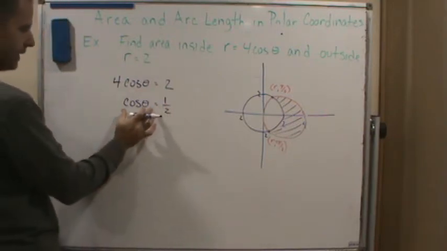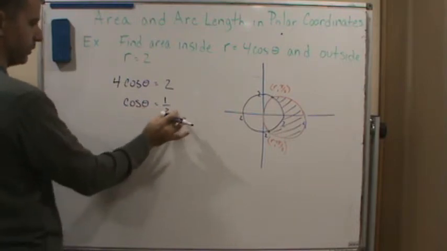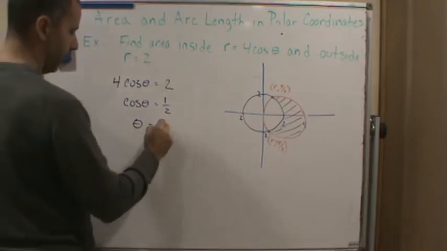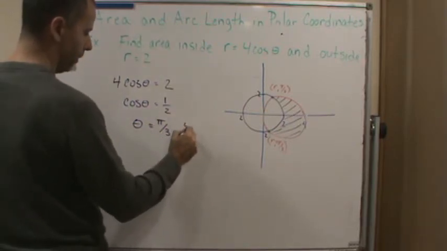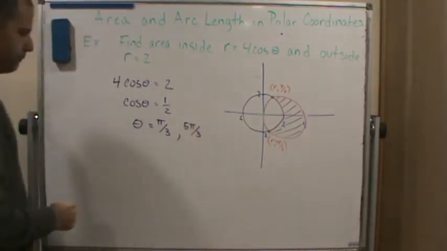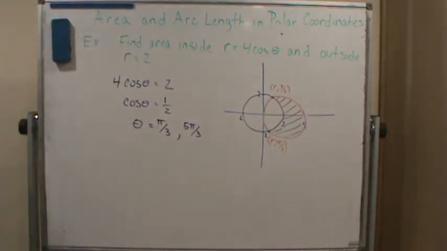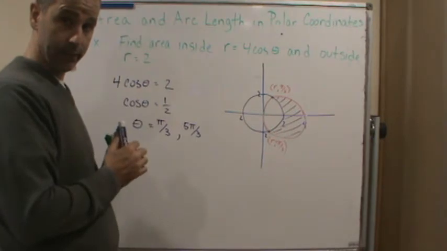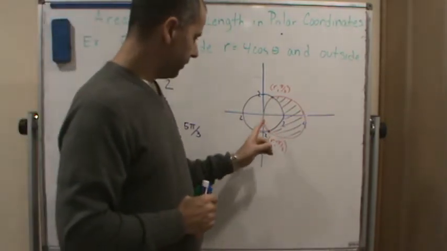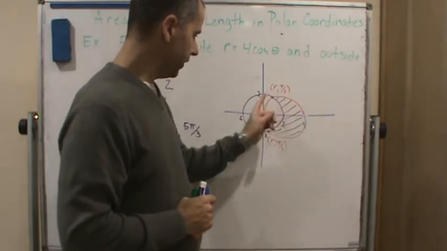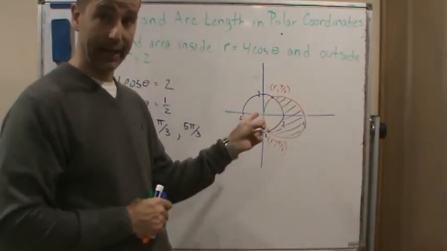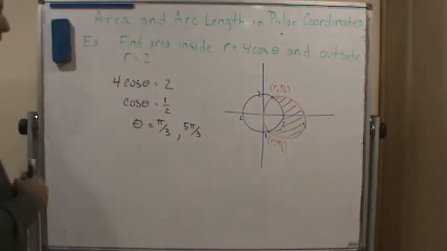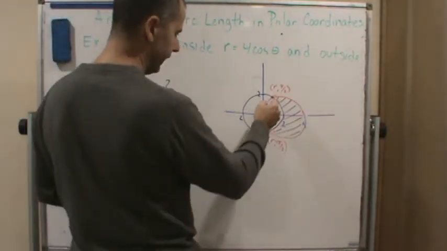Cosine of theta is equal to 1/2 when theta is equal to pi over 3 or 5 pi over 3. Again, we're restricting theta from 0 to 2 pi. But realize that from 0 to 2 pi, this is going to trace twice, so we've got to be careful because we don't want to count the area twice. We want to go from here to here.